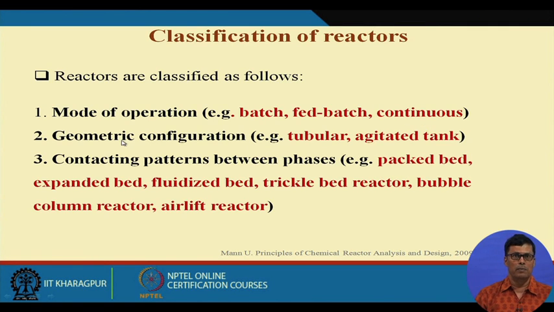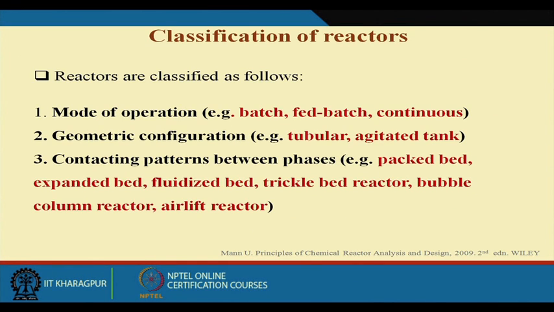Now it can be classified on the basis of geometrical configurations. As for example, we have tubular reactor. Tubular reactors are just like tubes through which the liquid passes from one end to the other end, and there are agitated vessels, because we do the stirring inside the vessels just to maintain the homogeneity of the reaction mixture, so that substrates can freely interact with each other and give the products.